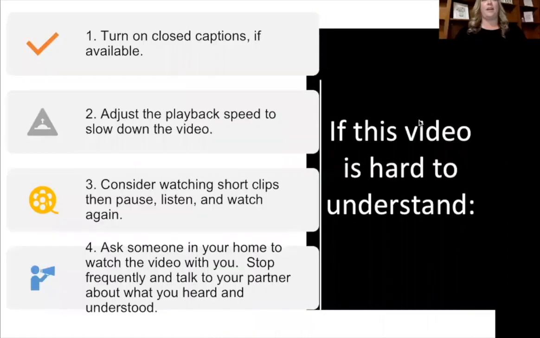Before we get started, I have some tips for you in case you are having trouble hearing or understanding me. First, turn on your closed captions if that is something that is available to you. Next, try to adjust the playback speed to slow down the video. The third tip is to consider watching this video in shorter clips, then pause, listen, and watch again. The last tip is to ask someone in your home to watch this video with you. Stop frequently and talk to your partner about what you heard and understood.